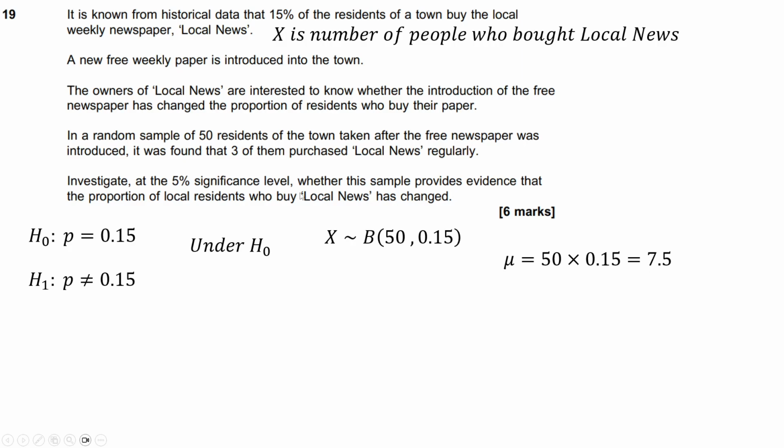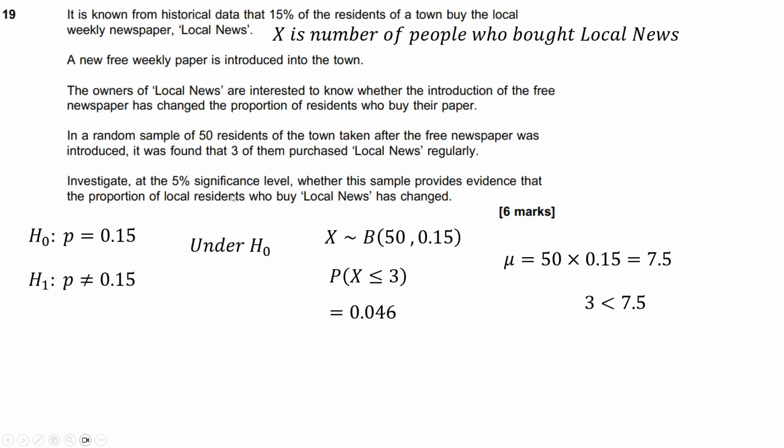If we compare that to the actual number of people in the sample who did buy the local news, the number in the sample is less than the mean. So we've gotten less than we expected, and we want to check that the probability has actually decreased. So we're checking that X is less than or equal to 3. Always an equal sign, remember. Put this in your calculator and you'll get 0.046.